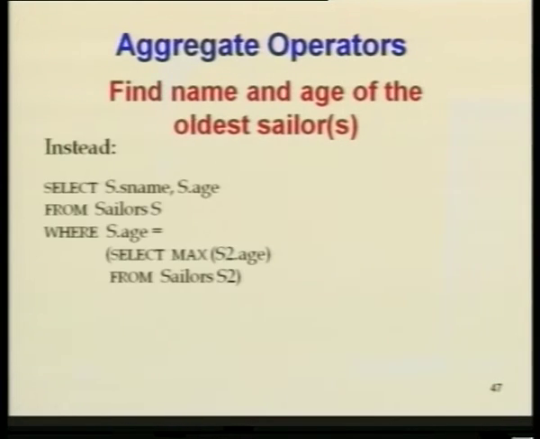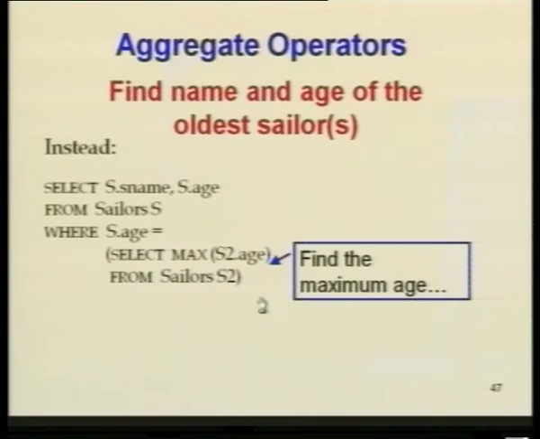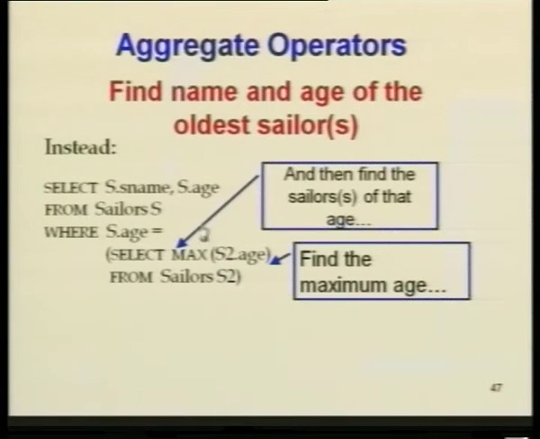Find name and age of the oldest, so actually you have to write it as select S dot name, S dot age from sailors S, where S dot age equal to select max S2 dot age from sailors S2. So, you have to define this separately and do this. So, this finds the maximum age and then the sailors with that age.